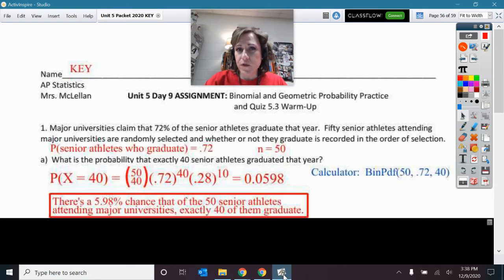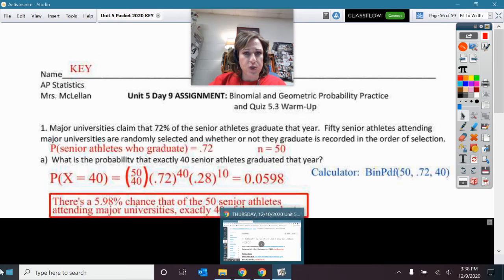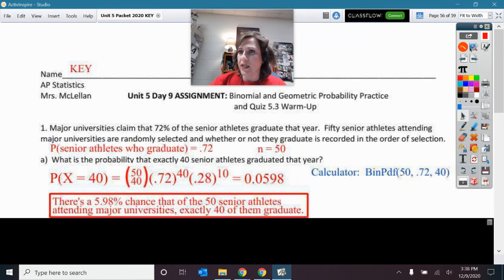All right, let's go over our binomial and geometric practice. This also has a warm up similar to your quiz, which covers all that binomial and geometric, even though we'll practice more tomorrow. So here we go. We have our first one, our senior athletes who graduate.